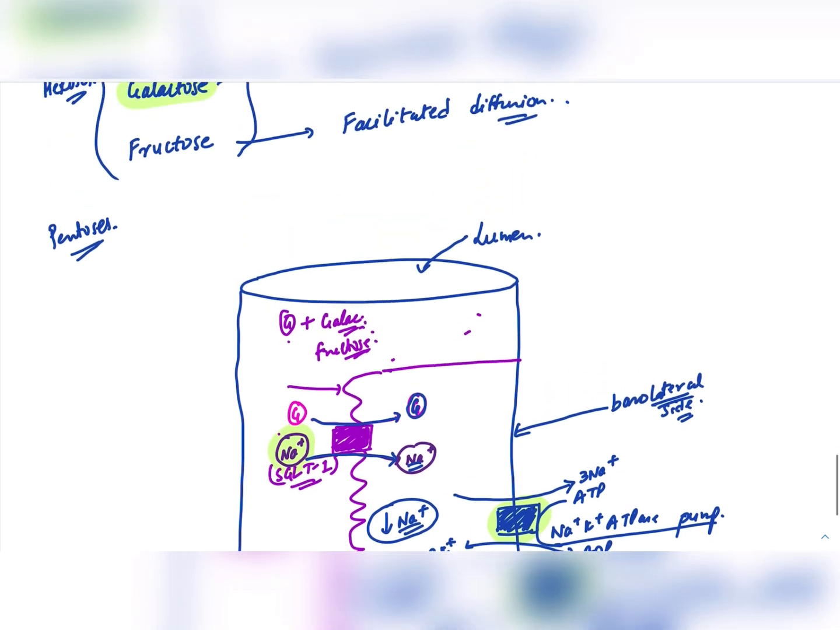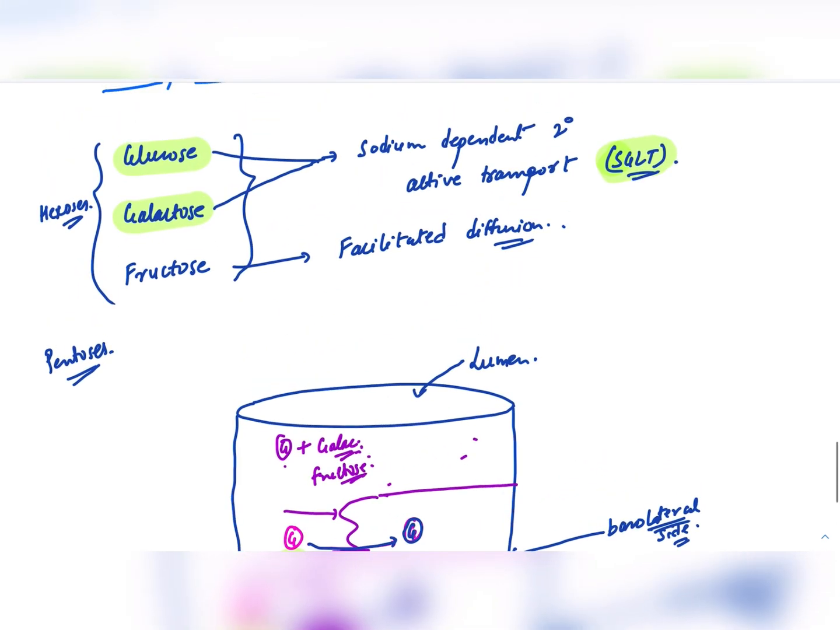So that is why this SGLT is also known as sodium dependent secondary active transport, because it is using sodium and ATP is being used indirectly. Had ATP been used directly, we would have called it a primary active transport, but the ATP is used secondarily, so we are calling it sodium dependent secondary active transport. I think it might be clear to you till now.